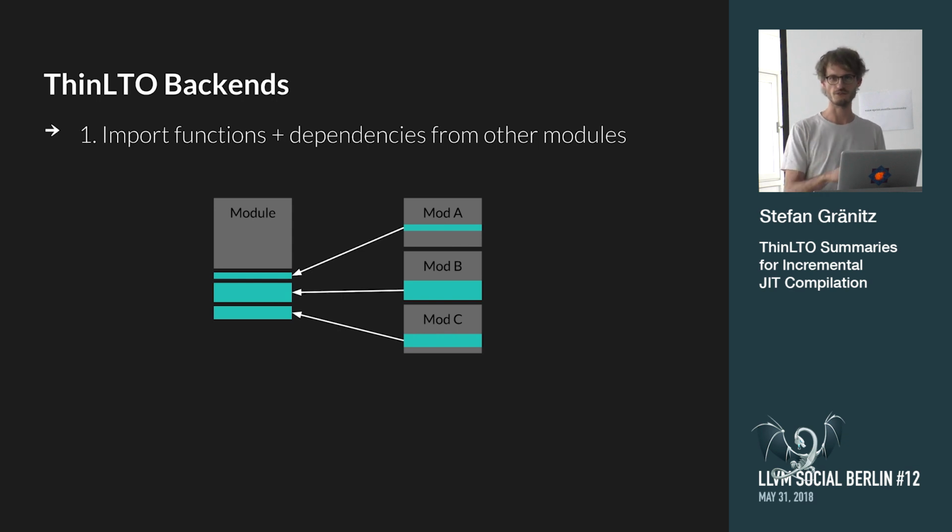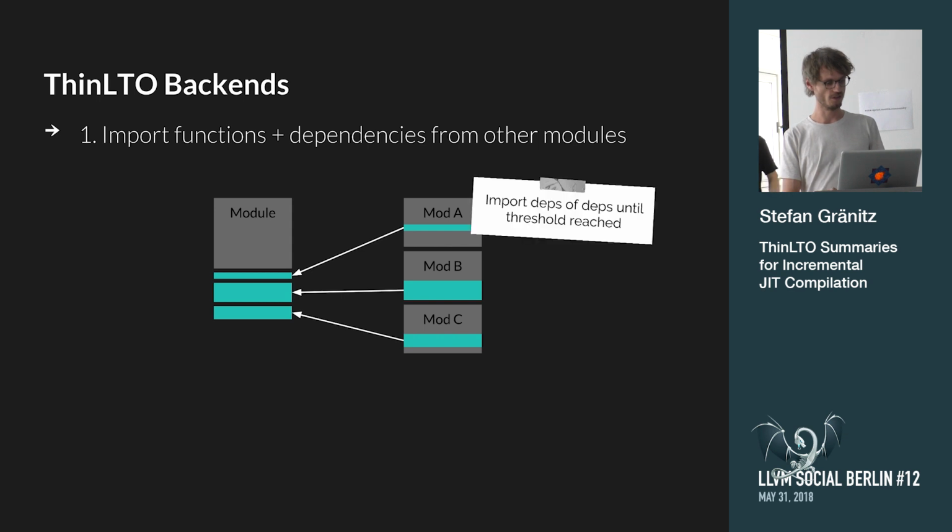We usually have declarations for them in the module, but we import the definitions, and then we have them available in the translation unit scope. If those dependencies have dependencies again, we will also import these dependencies and so on, and there's a little threshold that tells, okay, now we stop importing because we don't want the whole program in our module.